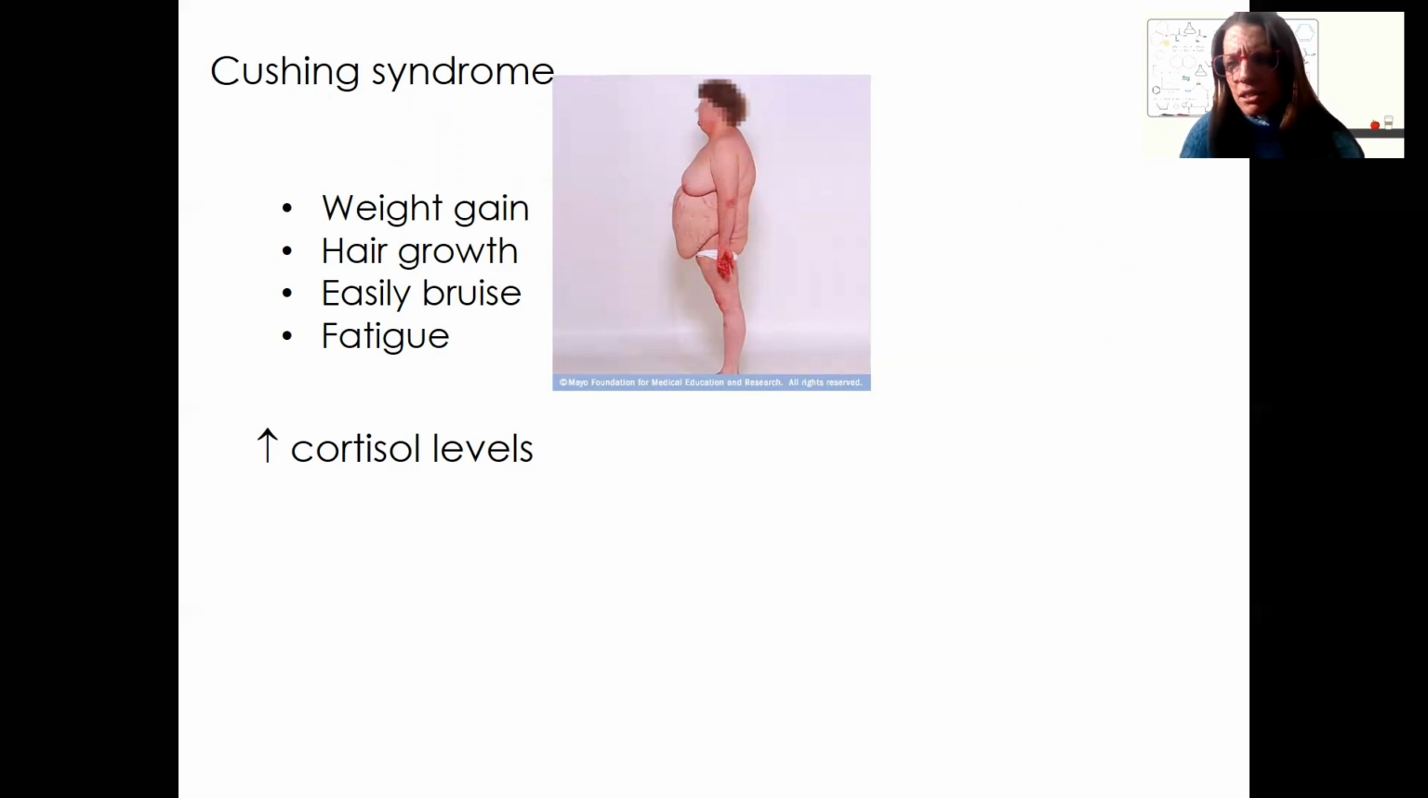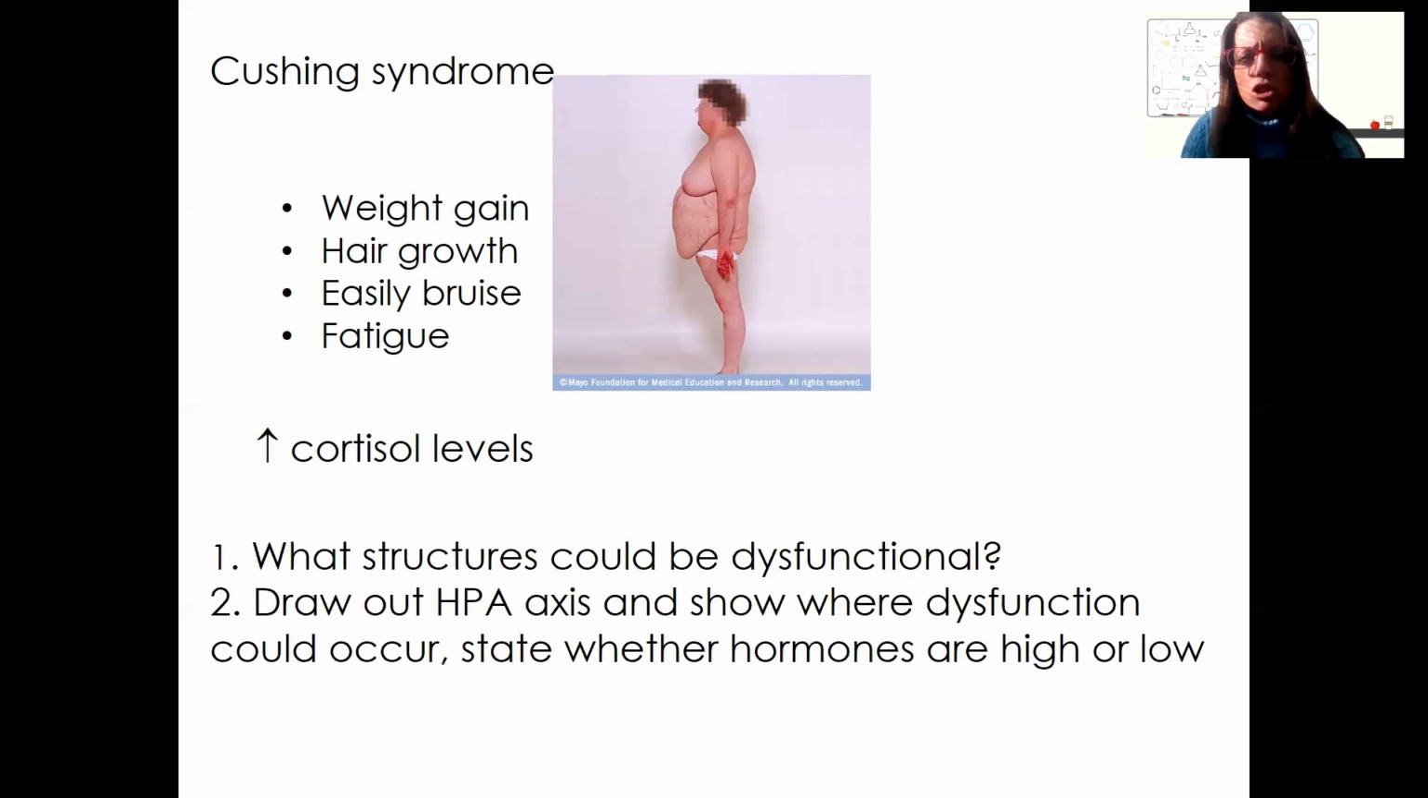What could cause that? Here are two questions. What structures could be dysfunctional, theoretically, to cause high cortisol? Draw out the HPA axis and show where this dysfunction could occur and whether that's causing hormones to be high or low.